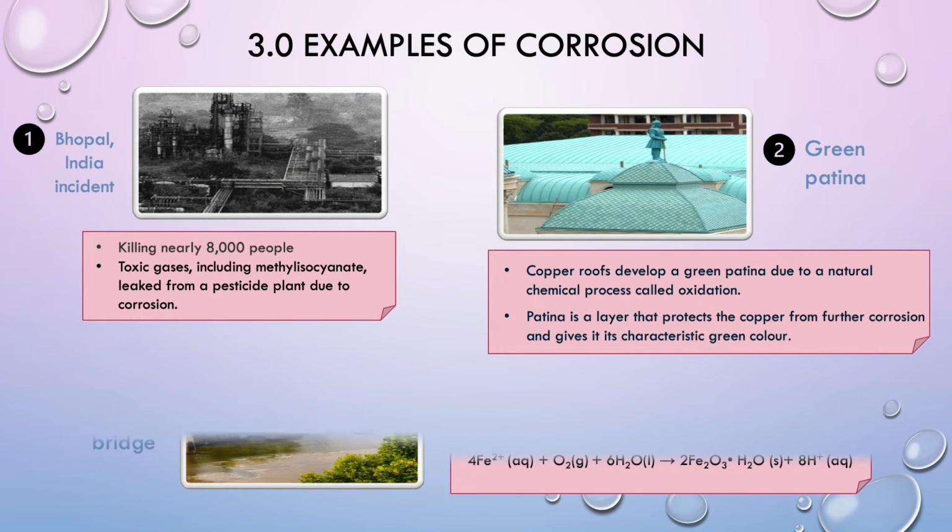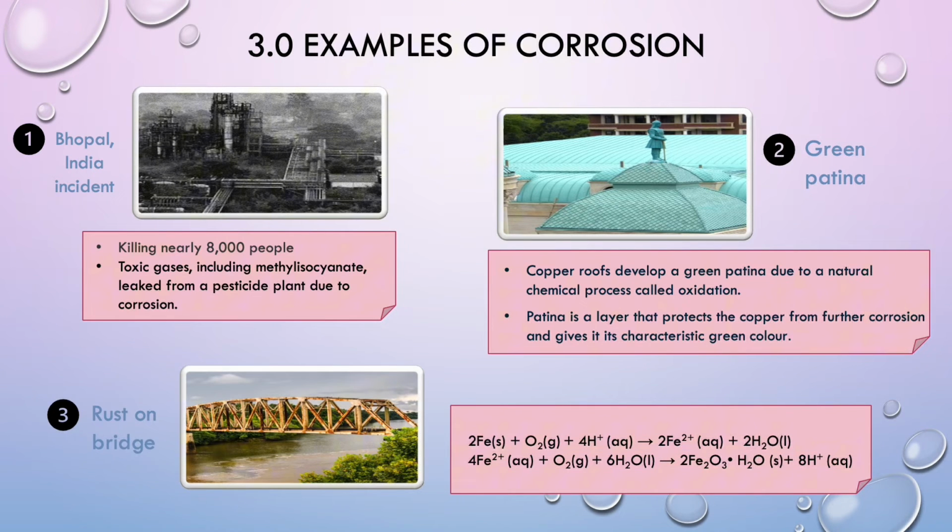Last but not least, rust on a bridge. This happens because iron is first oxidized to ions by oxygen. In the second step, the iron(II) ions are further oxidized and combined with water and oxygen gas to produce a hydrated form of iron(III) oxide, known as rust.